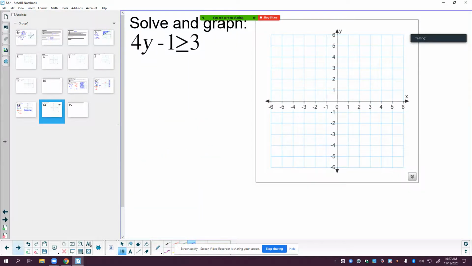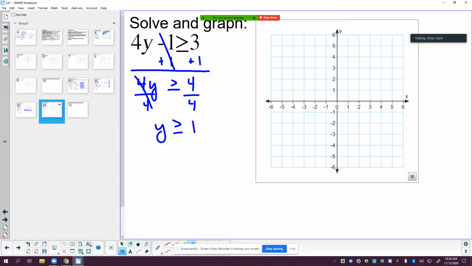So solve and graph here. 4y minus 1 is greater than or equal to 3. We're going to add 1 on both sides because we're trying to get y by itself. 4y is greater than or equal to 4. So if 4y is greater than or equal to 4, we're going to divide by 4 on both sides. y is greater than or equal to 1.